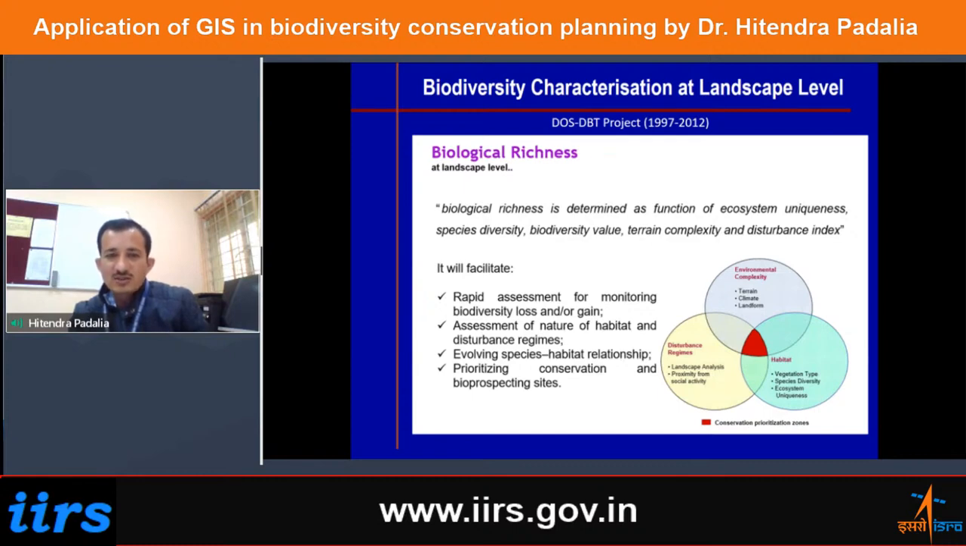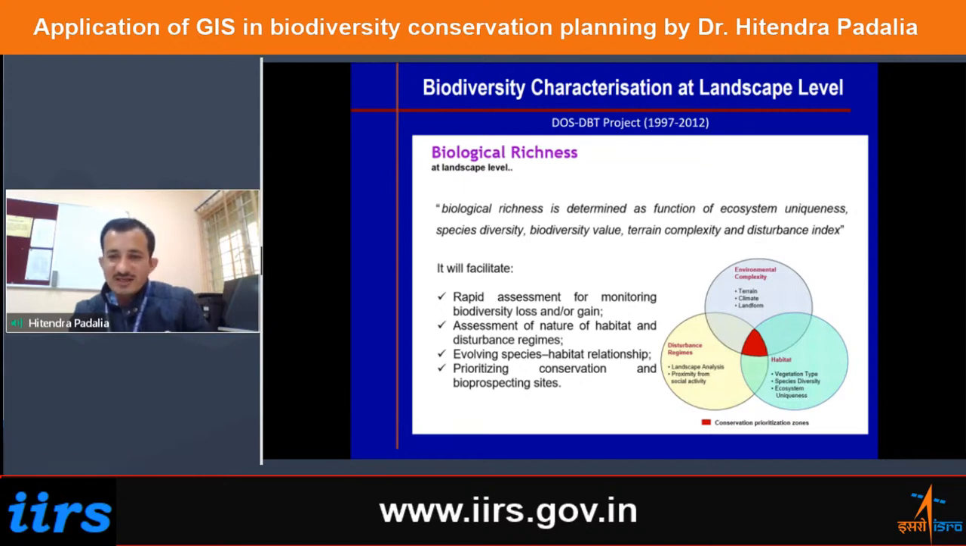If you have this kind of understanding, then you can draw a rough sketch so that you can further refine these things and put them in perspective. GIS will come later on. First, you have to make in your thinking that this is the way I will identify the richness priority zone.